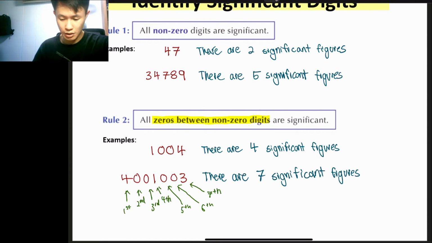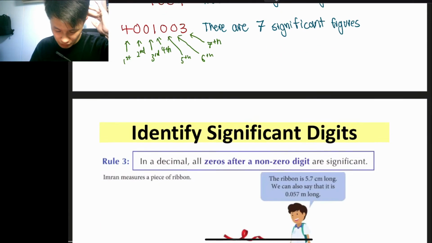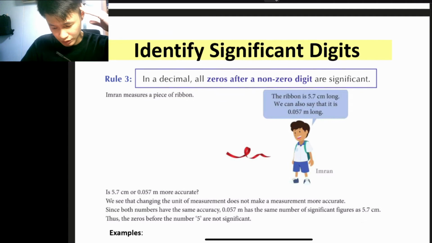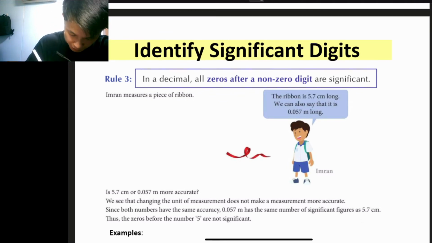So now we have 2 rules. All non-zero digits are significant. All zeros between non-zero digits are significant. Okay, let's go to the decimal. Decimals: all zeros after a non-zero digit are significant. Example, in a decimal, right?